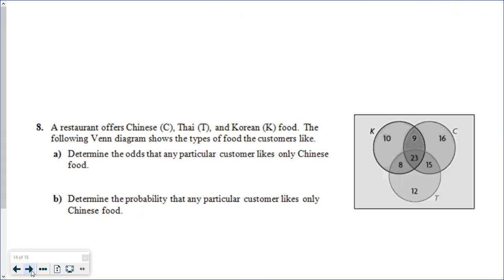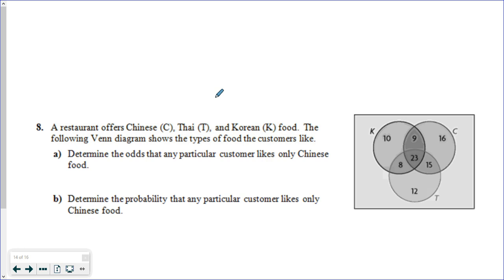And the last one, we'll just look at this one. A restaurant offers Chinese, Thai, or Korean food. The following Venn diagram shows the types of food customers like. I'm starving right now, so I want all of these. But I also like places that specialize in just one of them. That's when they do their best work.